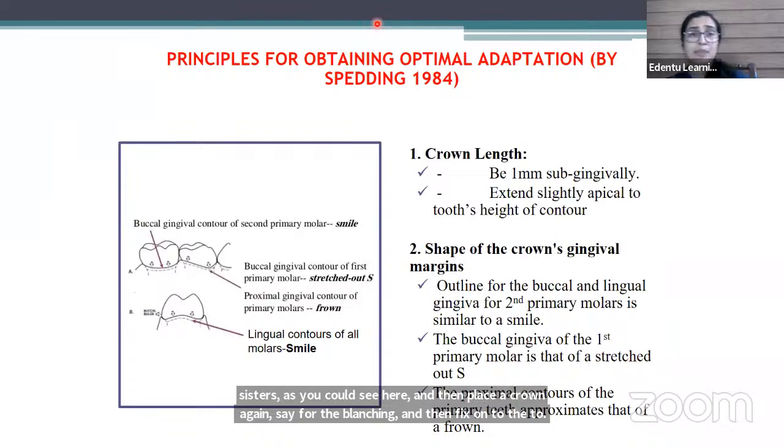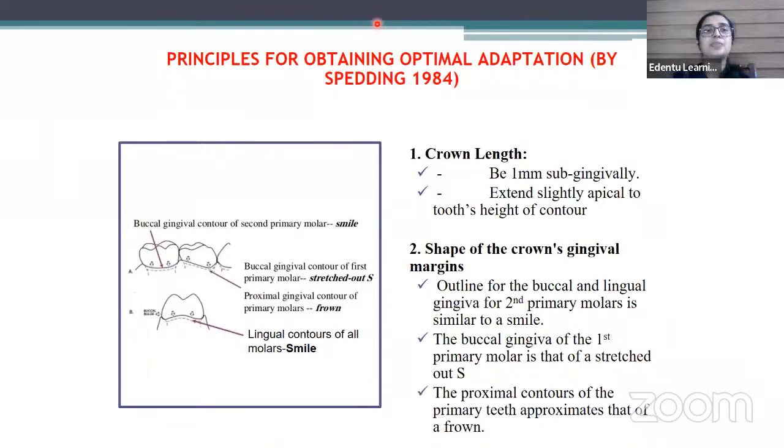Now, regarding the adaptation, you are bound to know the principles for obtaining the optimal adaptation. So the crown length that you have to maintain is that it should go inside the gingiva in such a way that subgingivally you have 1 mm, and then extend slightly apical to the tooth's height of contour. So that is regarding the crown length.